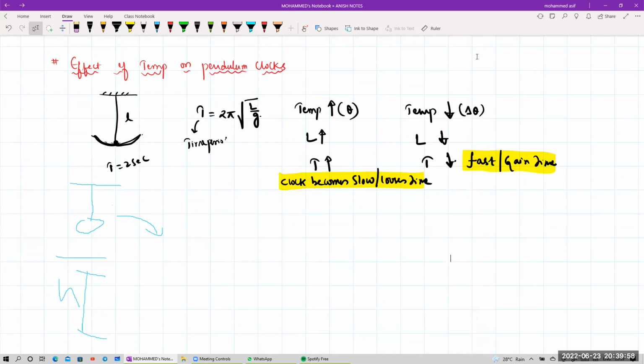When it is in free fall, huh? Yes, sir. Free fall. One oscillation, beta. If it is in free fall, the time period will be equal to how much? That depends upon the length.